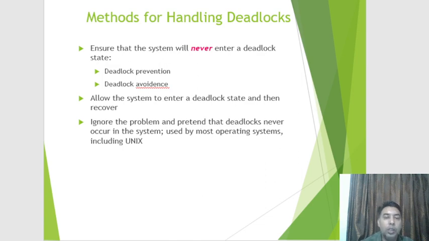Deadlock ignorance is a method which is quite popular with Windows and Linux operating systems. In this approach, the operating system assumes that deadlock never occurs. It simply ignores the deadlock, because the performance of the system decreases if it uses deadlock handling mechanisms like prevention or avoidance. Although deadlock is a very rare situation, the system will let it happen, and if it occurs, it will reboot the system. This approach is quite popular.